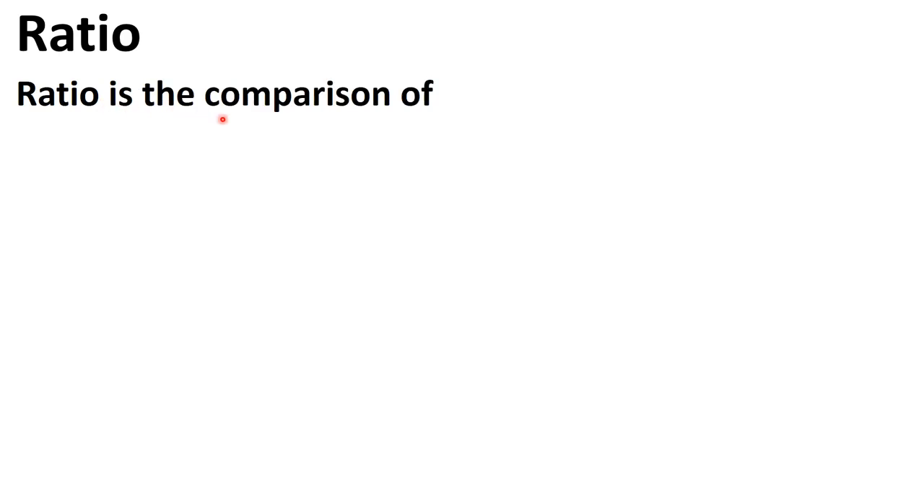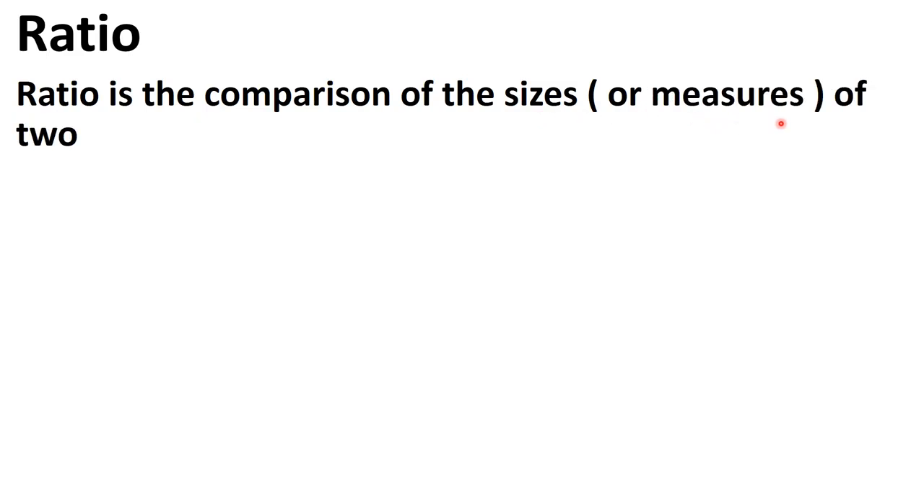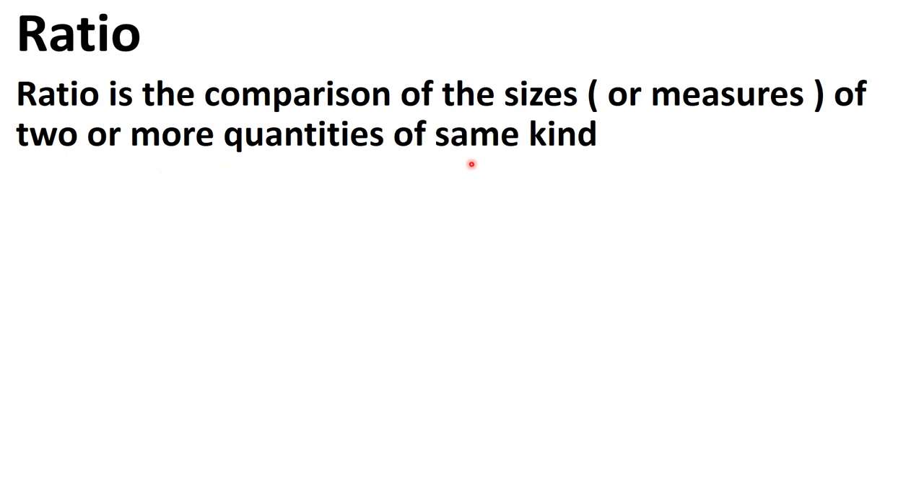Now see ratio. Ratio is the comparison of the sizes, or we can say measures, of two or more quantities of same kind by division. What is ratio? By ratio, we compare two or more quantities of the same kind. Okay, this comparison is done by division.